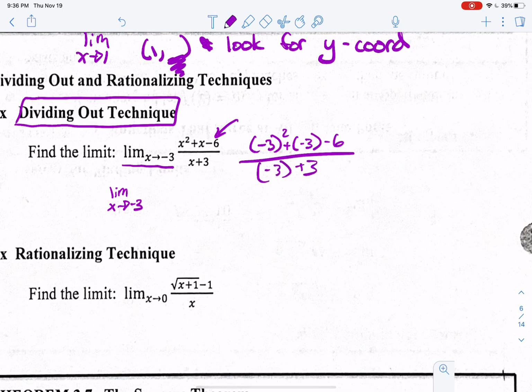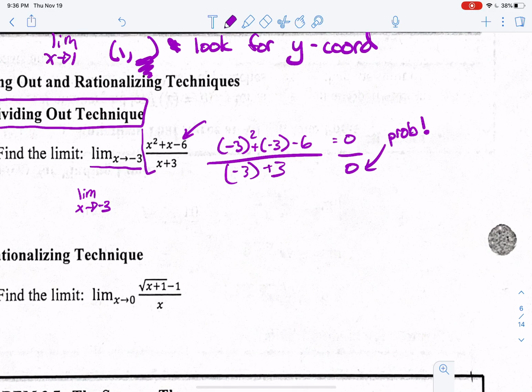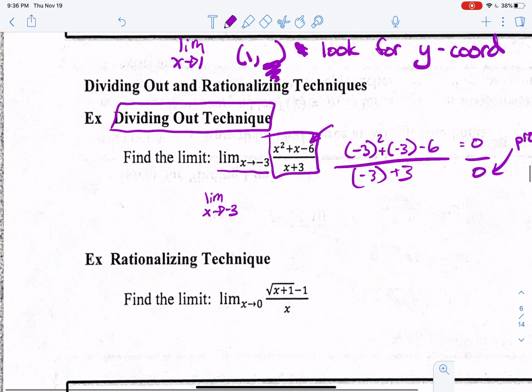And whatever this top comes out to be, I think it comes out to be 0 actually. The bottom comes out to be 0. So this is the part that I really have a problem with. Problem, bad. We cannot actually plug the -3 in. So we have to do another technique. And because this is a fraction here, this addresses domain error.